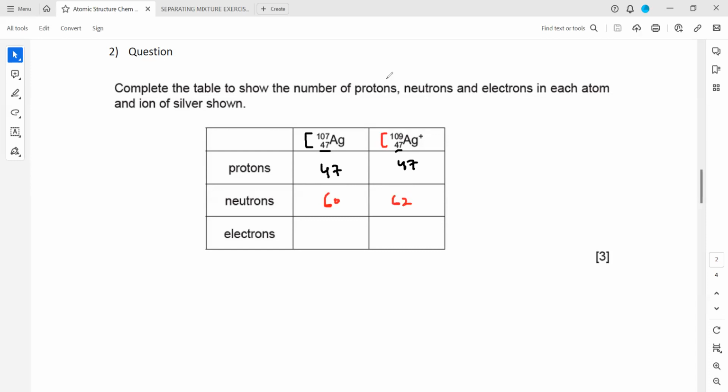To get the number of electrons, this is an atom. If it's an atom, it should have an equal number of protons and electrons. So 47 electrons, 47 protons. But this one has a positive charge, so that means it has lost an electron. So electrons will be 46. Is it clear, this one? Yes, sir.